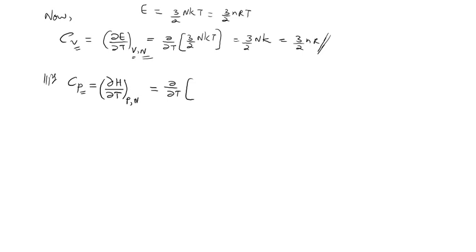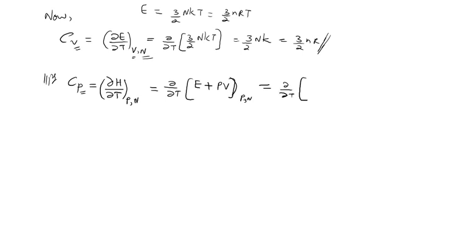That is the Legendre transformation relation: H equals U plus PV. Instead of U, we are using E here, where E is the internal energy. So E plus PV, keeping P and N constant. That's the idea, which is further equal to ∂/∂T of, let us rewrite.